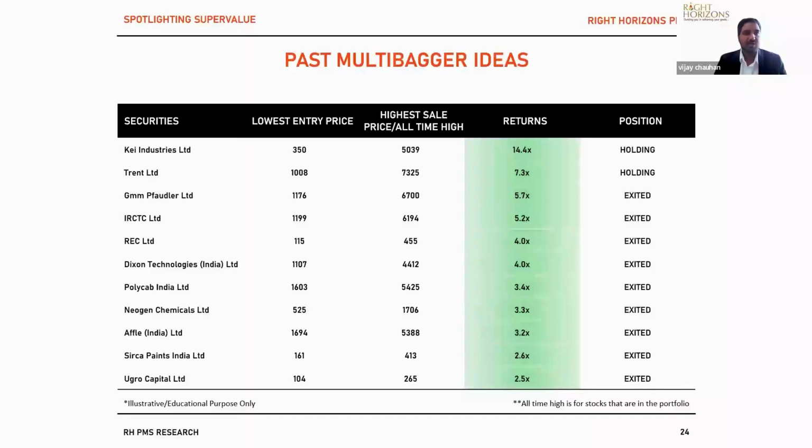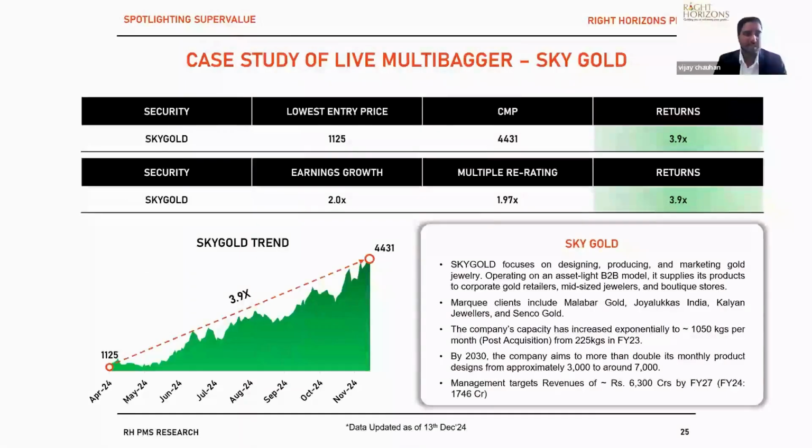We will discuss one live case study to help understand how we are applying it in recent times as well. The business that we will discuss is Sky Gold. It's a B2B jewelry manufacturing company. It does contract manufacturing for players like Malabar, Joy Alukkas, Kalyan, or Senco as well. Recently, they onboarded two new players, which I will discuss in a bit.